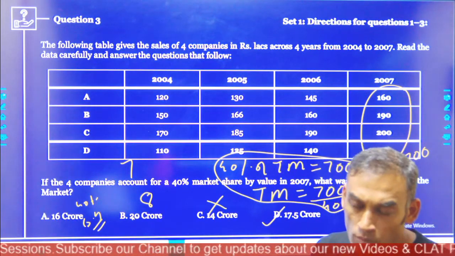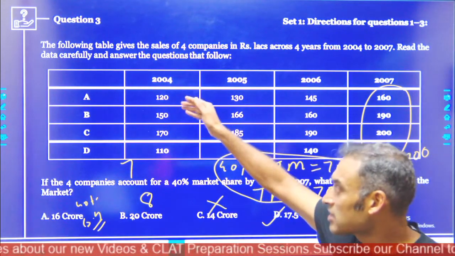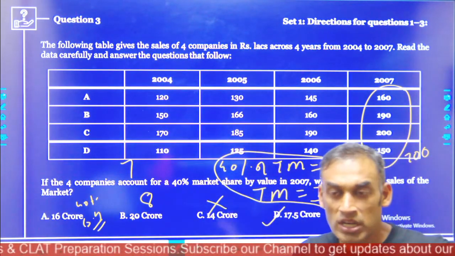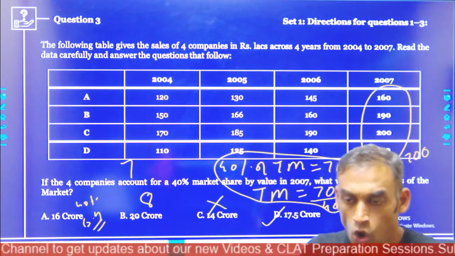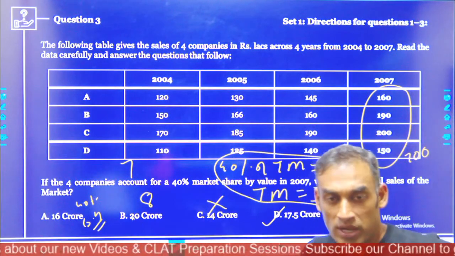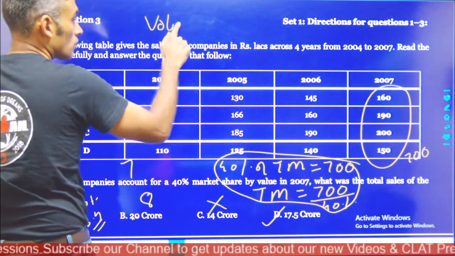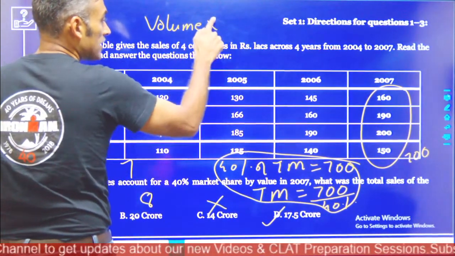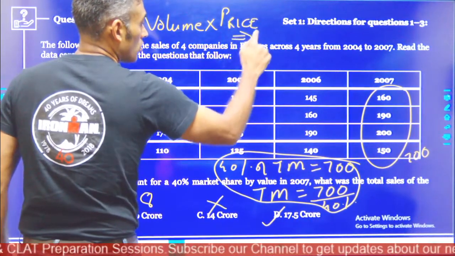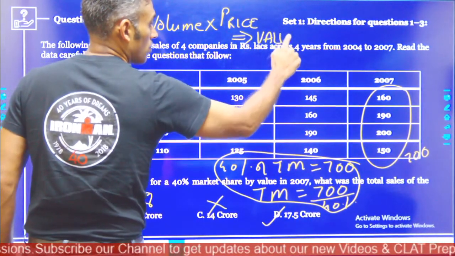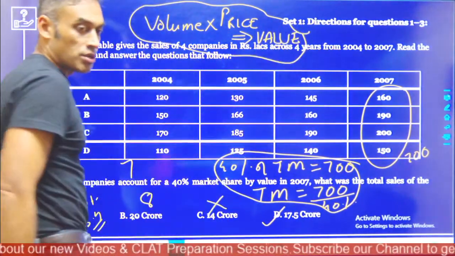Right? Similarly, volume and value wise. What is value wise? Value wise, it will be 120 lakhs divided by the sum of all. So it depends on what the question is asking you. Either the market share is volume wise or the market share is value wise. And remember this equation: volume into price gives you value, right? So this is the basic equation here.